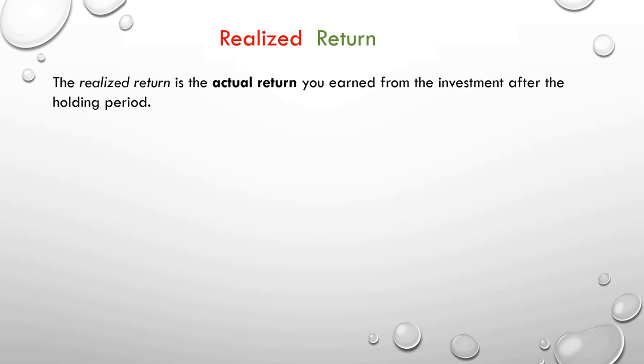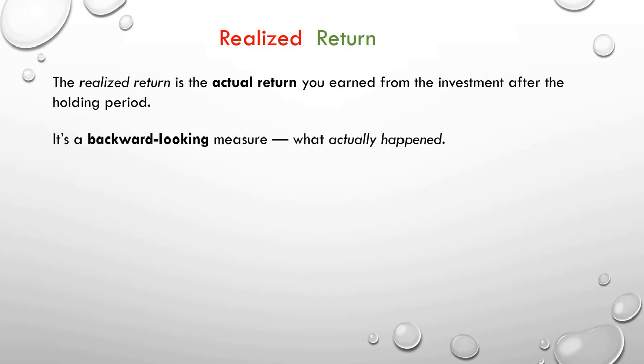Now let's come to realized return. Realized means real. That means it is actually happening. So realized return is the actual return you earned from the investment after holding it. Holding period means you have purchased the shares and you will sell them. Maybe you purchased in the morning and you are selling in the evening, so your holding period is a day. You may be holding for 2 days, 1 month, 1 year, or 5 years. So you are holding that particular stock for a certain period of time. Whenever you are holding, it means you purchased that stock in the past and you are selling it today. So it is a backward-looking measure.